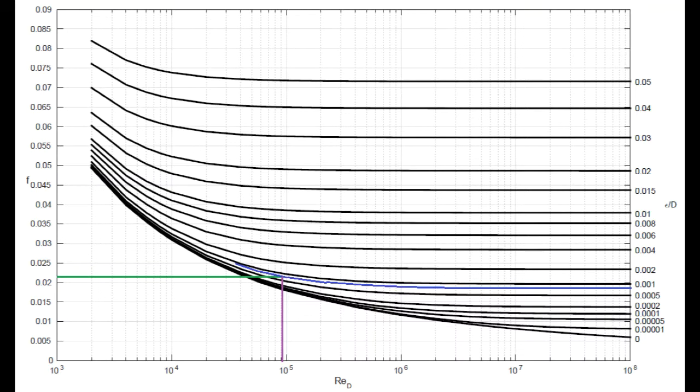Then a Reynolds number of 90,000, just over 9 times 10 to the 4th. So purple line on my x-axis, go up where that intersects my new blue line, and then go over across the green line to find my f value. And you can see there it's roughly 0.022 like we had in the example.